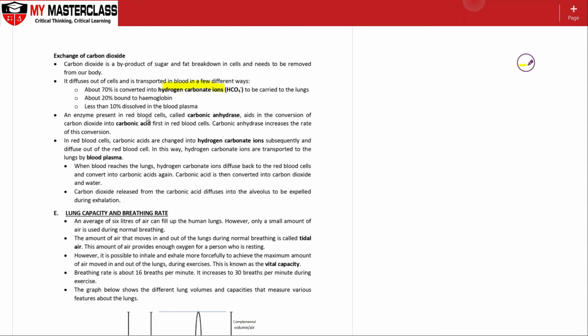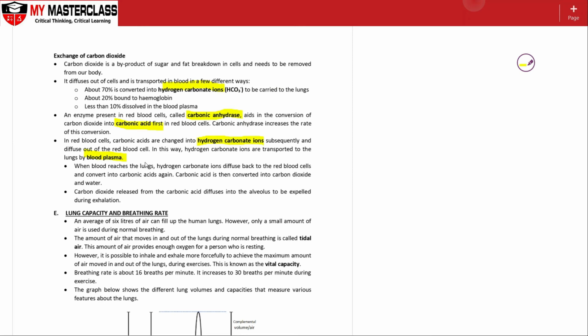Your carbon dioxide enters into the red blood cells. The red blood cells contain this enzyme called carbonic anhydrase. What it does is convert the carbon dioxide in the red blood cells into carbonic acid. Carbonic acid itself will be changed into hydrogen carbonate ions, which will then be carried throughout the blood plasma. Once it reaches the lung region, where your capillaries wrap around the alveolus, the reverse will take place. Initially, carbon dioxide is converted to carbonic acid, and carbonic acid is converted to hydrogen carbonate ions.